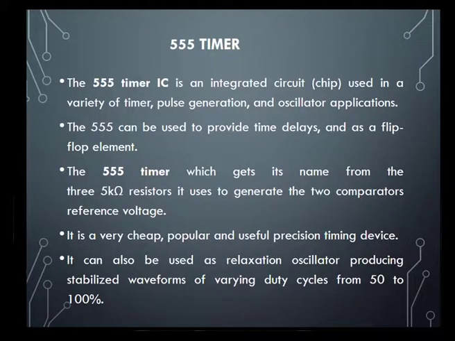As I said, the 555 timer is most widely used, and it is due to its accurate output. The pulses that we get are more precise. So, there is a wide range of applications. What we are going to observe is that it can also be used for delay pulses, and also as an oscillator.